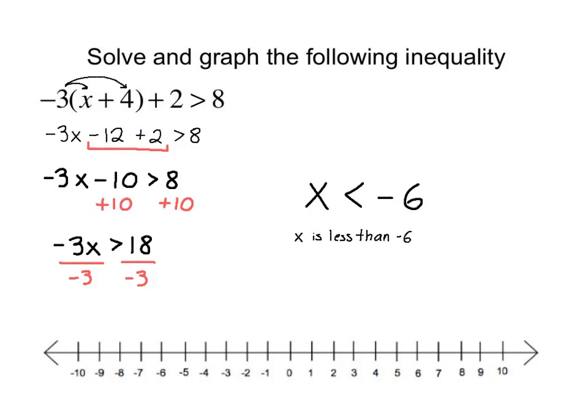So x is less than negative 6. So the first key thing I notice here is I'm going to go to negative 6. Because it's just less than and not less than or equal to, I'm going to put an open circle at the negative 6 right here.